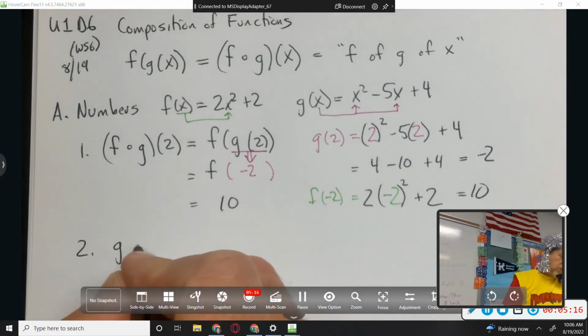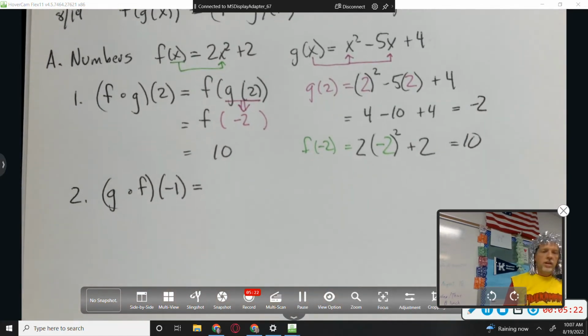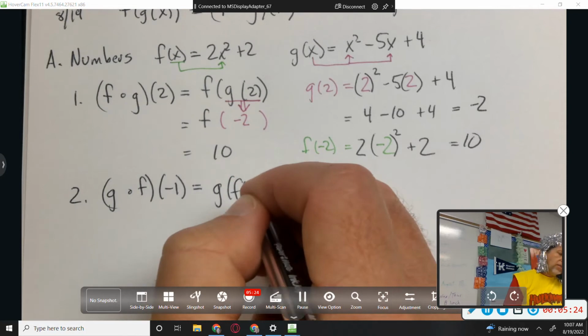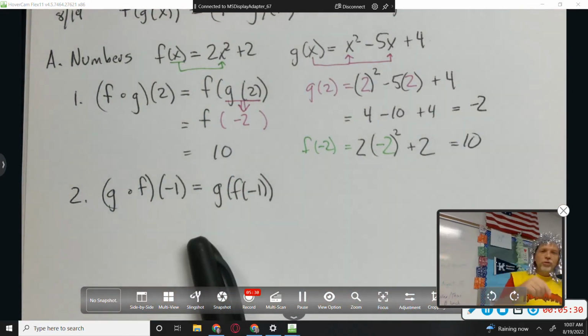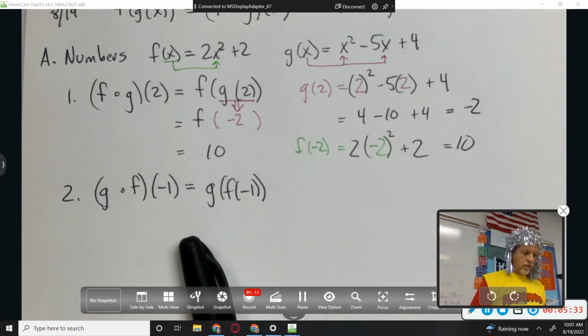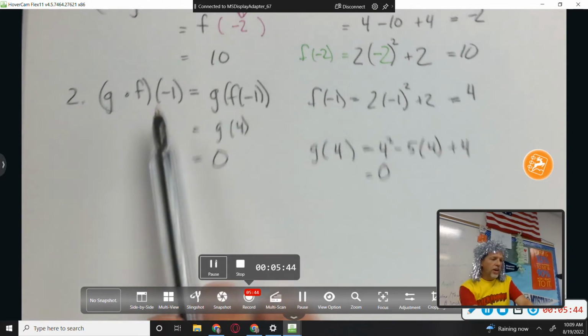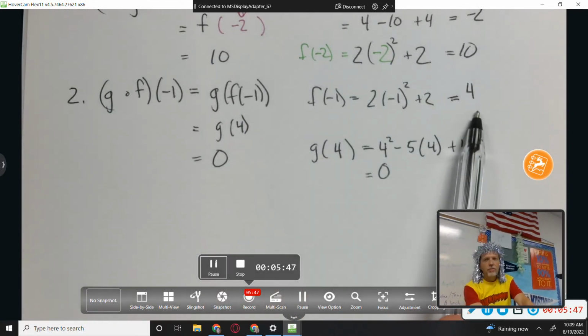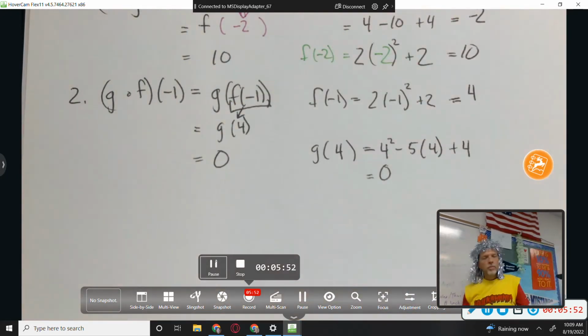Number 2, g of f of -1. So that means g of f of -1. Okay, you don't have to rewrite it. I think it's helpful to rewrite it, though. Why don't you try that one? See if you can take that one start to finish. So plug -1 into f, get an answer, and then plug that into g. So there's the answer to g of f of -1. Find f of -1 and get 4, and then that becomes your input to the g function. So you plug 4 into g, and you get 0.